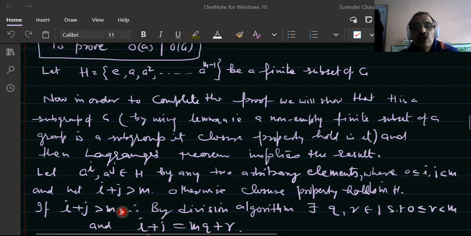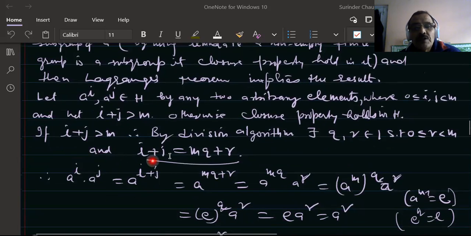we have to apply the division algorithm. If we divide I plus J by M, we must have a quotient and a remainder. Q is the quotient and R the remainder, such that 0 is less than or equal to R, the remainder is less than M, and I plus J is written as MQ plus R. So AI into AJ, two elements of H, gives A to the I plus J, by adding powers, and this holds in the group. We have proved it earlier.